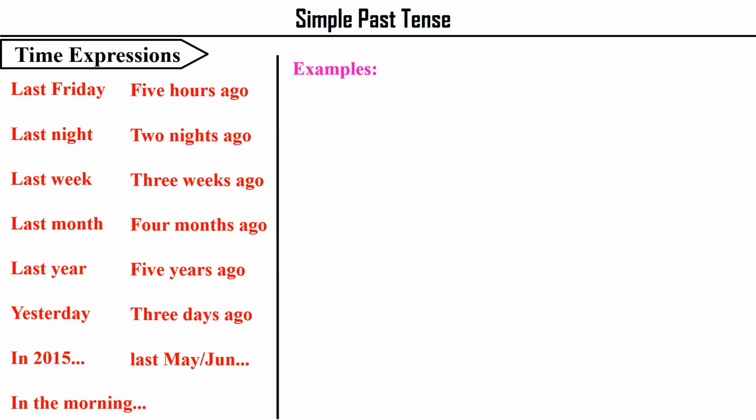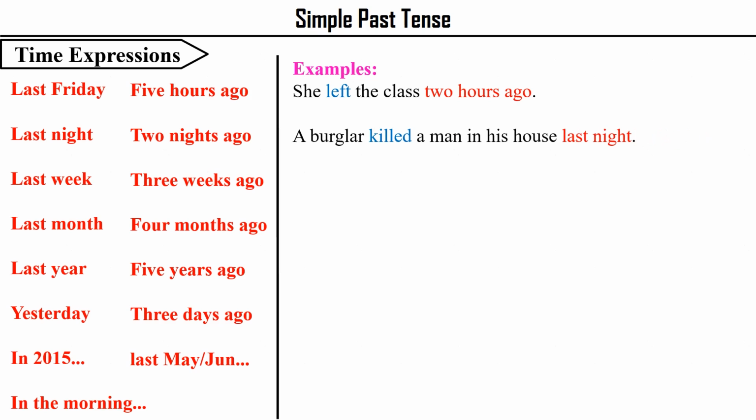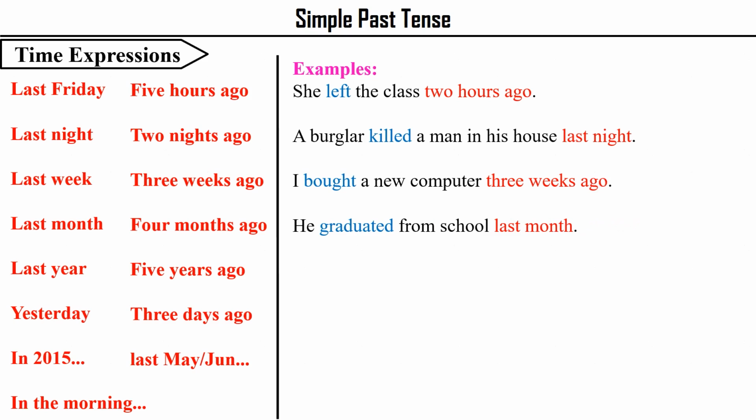Okay, let's look at some examples using these time expressions. She left the class 2 hours ago. 2 hours ago is a finished time expression that started and ended in the past. A burglar killed a man in his house last night. I bought a new computer 3 weeks ago. 3 weeks ago is a finished time expression. He graduated from school last month. Not this month, but last month.